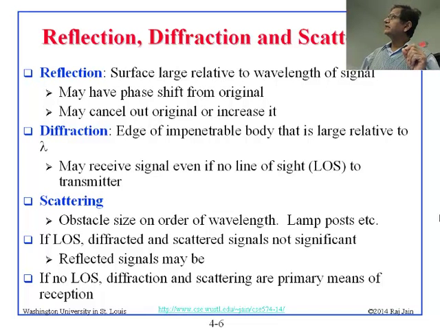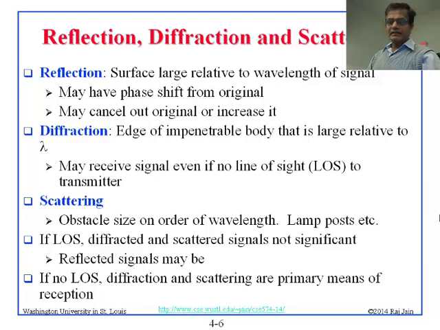Reflection is when the surface is large relative to the wavelength. So remember, 2.4 gigahertz, what is the wavelength? Anybody remembers that? 2.4 gigahertz, we calculated the wavelength right here in the class. About 12 centimeters. Right? So if you have something larger than 12 centimeters, which is most of it, it will be reflected. And if there is an edge, it will be diffracted and may receive signal.